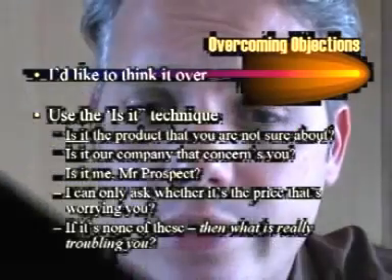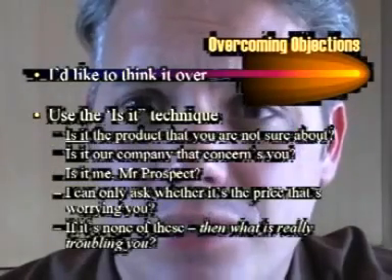One of the objections that is often used is, I'd like to think it over, or I'd like to discuss it with my wife, or I'd like to discuss it with my business partner. But all those excuses are really just ways of brushing you off. It probably means that you haven't given them sufficient information to make a decision, because hopefully through the sales process you've established up front who the decision makers are.